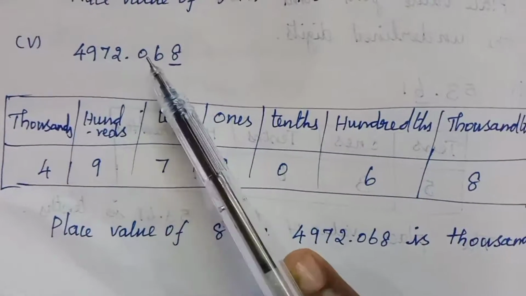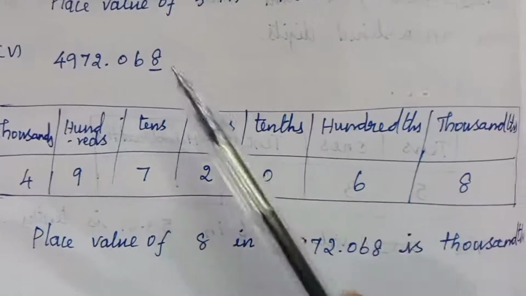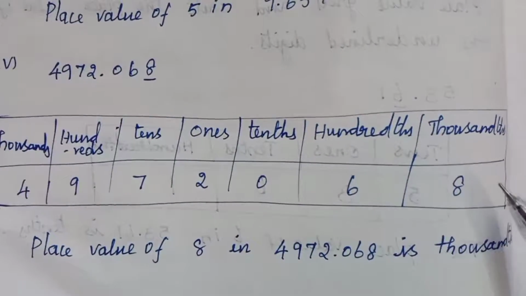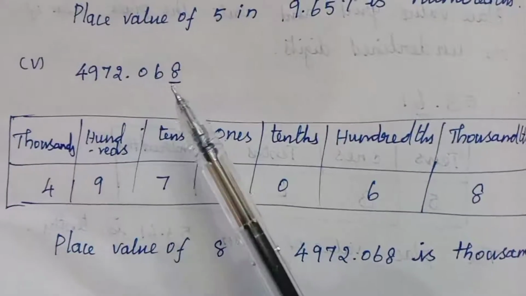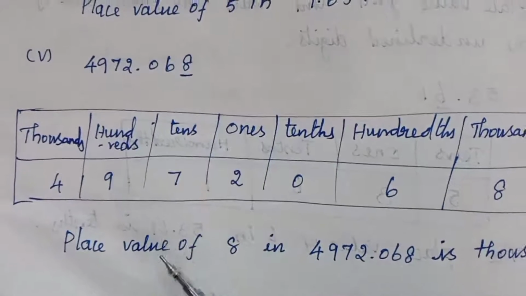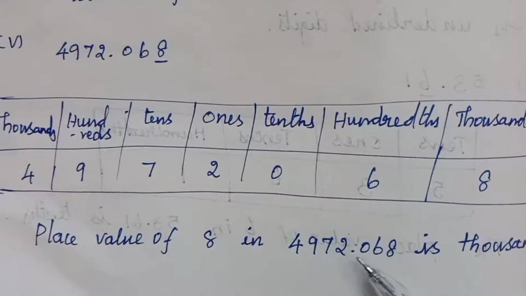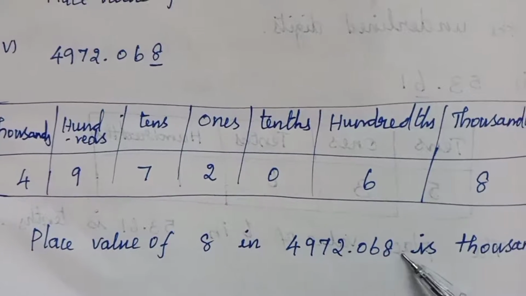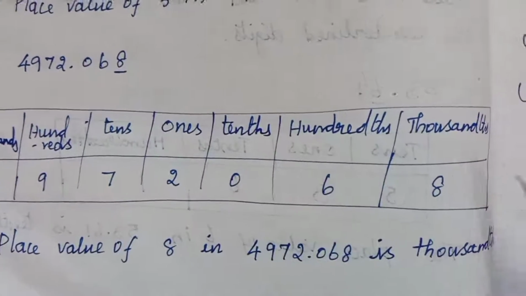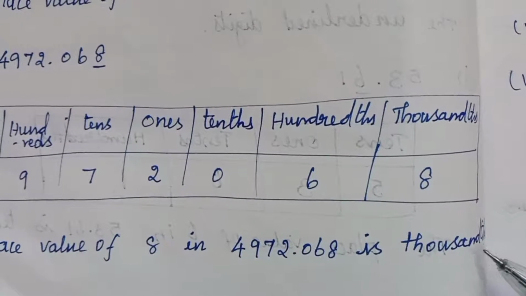For the decimal part, how many tenths are here? 0. How many hundredths? 6. How many thousandths? 8. Okay, we want to write the place value of 8. What is the place value of 8 in 4972.068? For this 8, in which place? Thousandths. So the place value of 8 is thousandths.